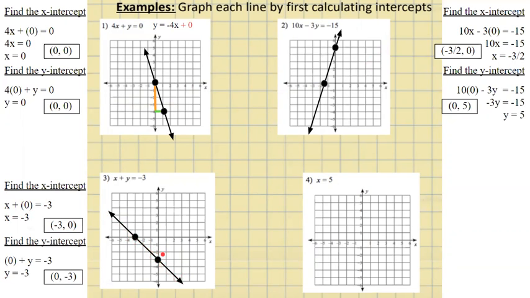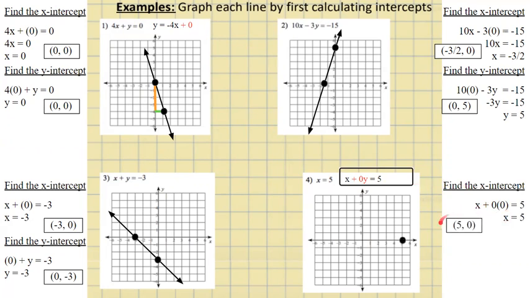Last but not least, let's try number 4. Just like in problem number 1 here, the coefficient of y in this equation is just 0. So if we plug in 0 for y, we'll get that the x-intercept is 5. But interestingly, any value we plug in for y will give us an x-coordinate of 5. If we plot all of these points on a graph, we get a vertical line.